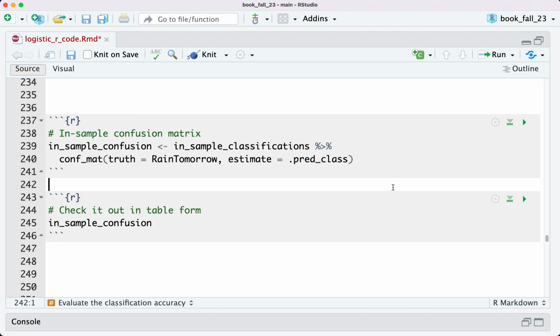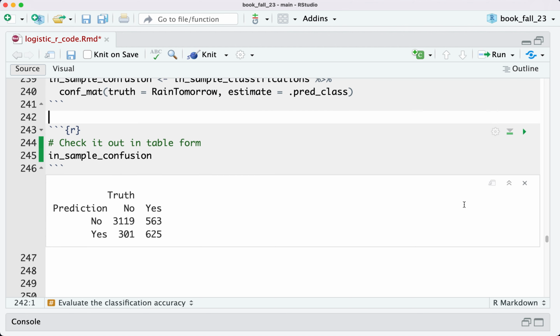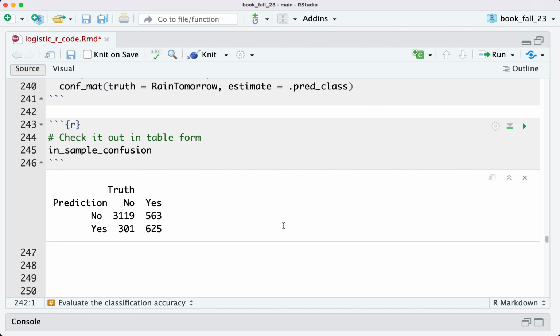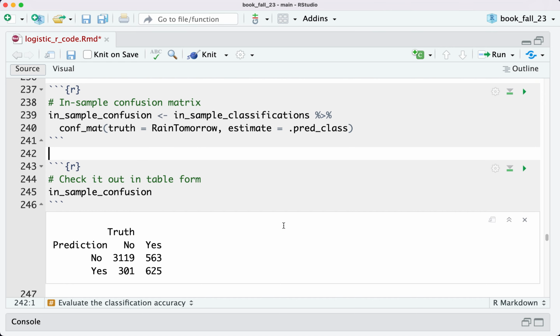And we can check that out in various forms. First, in table form, we can just print out what we stored in sample confusion. All right, so this breaks down what actually happened. Did it rain? Yes or no? And what did our model predict? Yes or no?